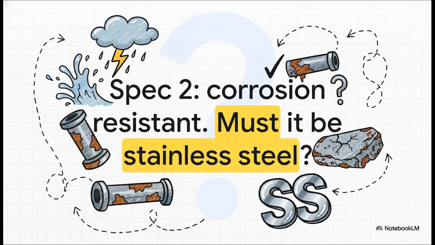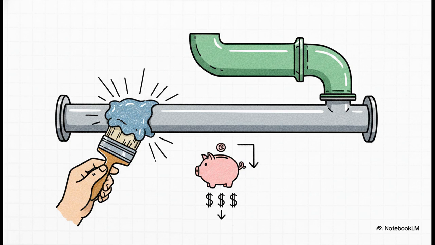Okay, let's try another one. Spec number 2 says the device must be corrosion resistant. Does that mean we have to build the whole thing out of super expensive stainless steel? Is that the only way to meet our contract? And again, absolutely not. Dr. Ampadu points out that this is the real beauty of focusing on the what. The goal is corrosion resistance, right? Well, you could get there with special coatings or different kinds of plastics or maybe some galvanized parts. The spec empowers the designer to find the smartest and often the most cost-effective solution.